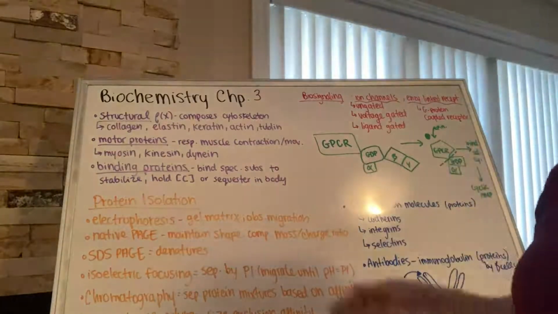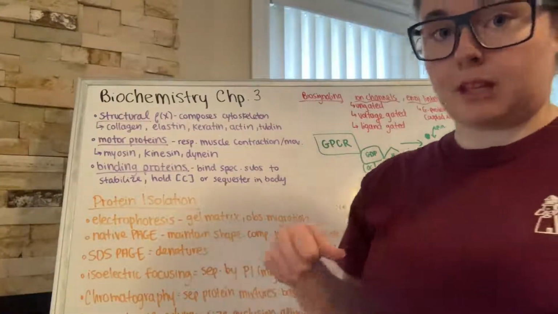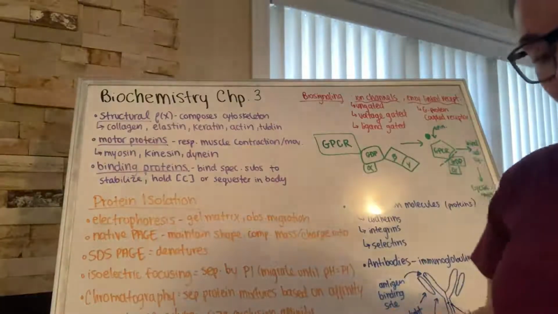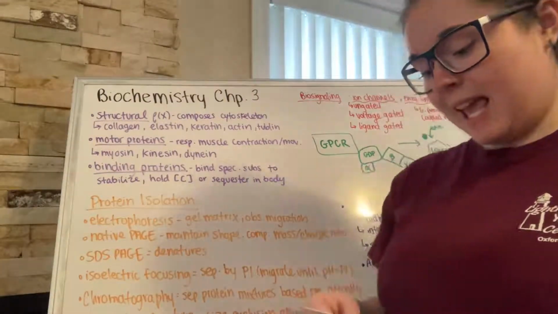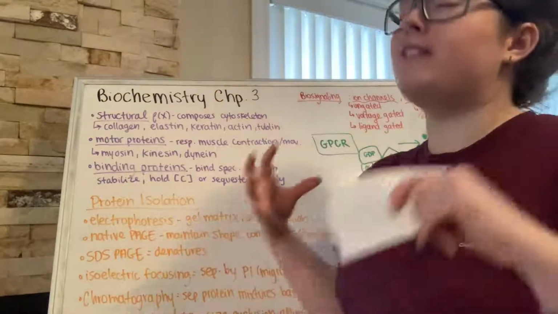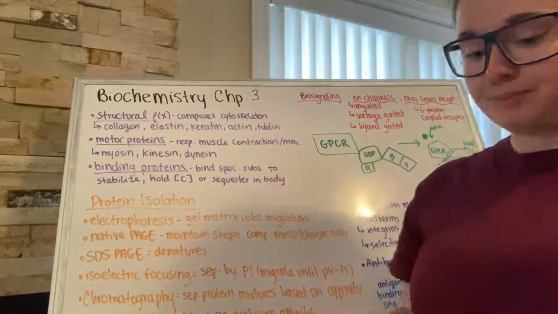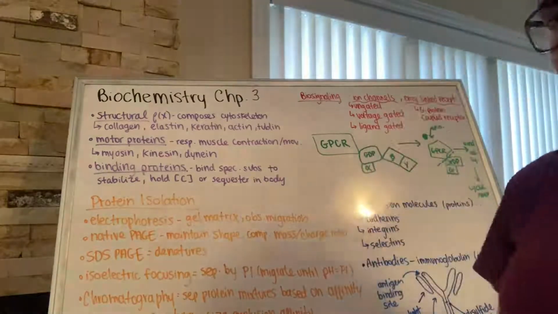Collagen helps with strength and flexibility. Elastin helps the connective tissue become stretchy. Keratin is found in epithelial cells, and microfilaments are composed of actin. And tubulins, as mentioned, help with the cytoskeleton.